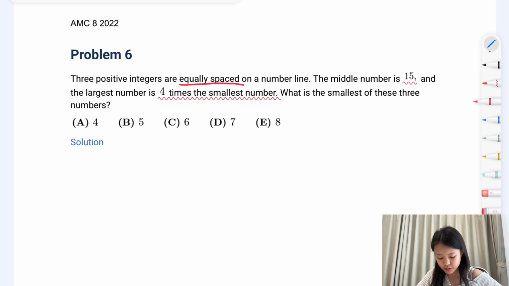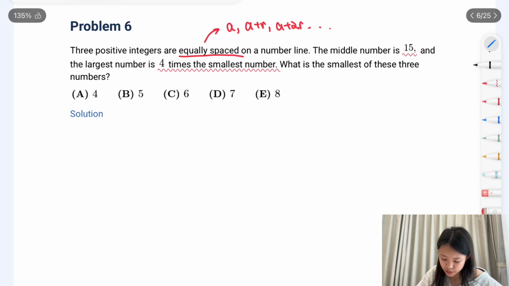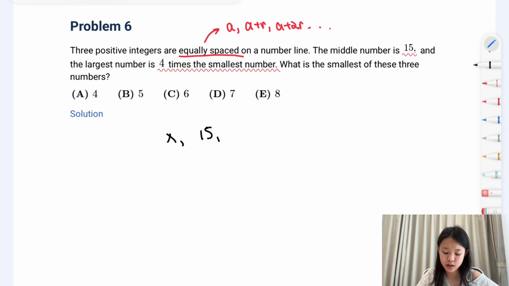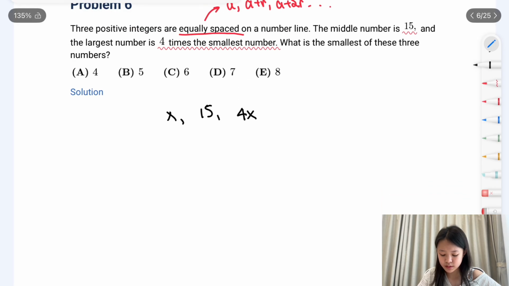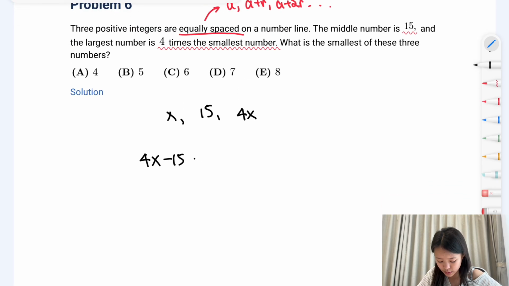So notice here it says equally spaced, which means you would have A and then A plus R, A plus 2R, and so on. So we know the middle number is 15 and that the largest number is 4 times the smallest number. So we can assume that the smallest number is denoted by x, which means the largest number is 4x. And because at the same time they're equally spaced, this means 4x minus 15 equals 15 minus x.